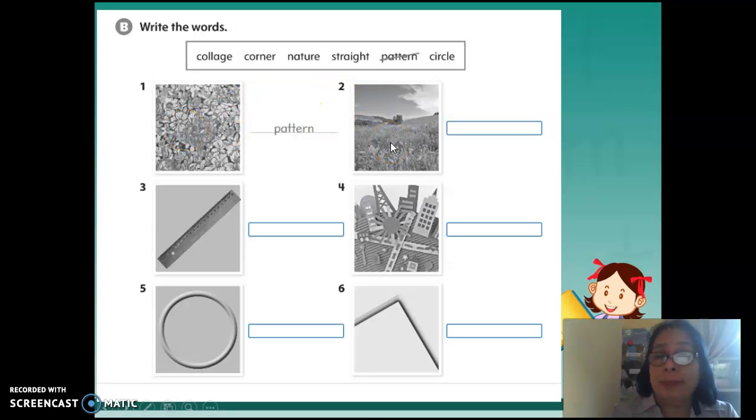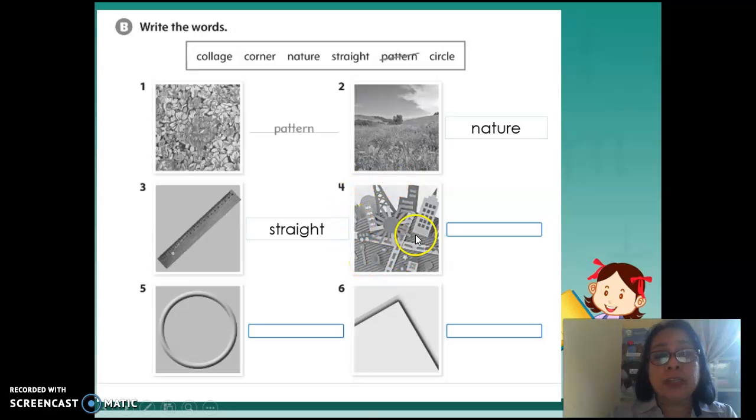Picture number 1. What do you see? A collage, a corner, nature, straight, or circle? Yes, I know you chose nature because this is nature, okay? Now look at picture 3. What do you think it is? It is a ruler, but how is a ruler? The ruler is collage, corner, straight, or circle? Yes, the ruler is straight.